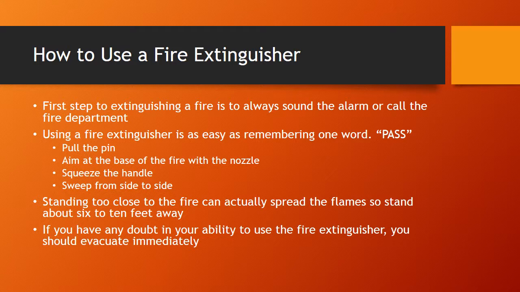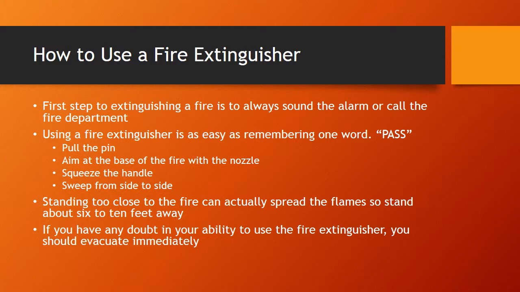But when it comes down to using a fire extinguisher, it's not very complicated. You just need to remember one word, PASS. P-A-S-S. The first step is to pull the pin. You pull the pin to be able to release the mechanism to squeeze the handle. But we're not going to squeeze it yet. The next step is you want to aim. You're going to aim the nozzle at the base of the fire.